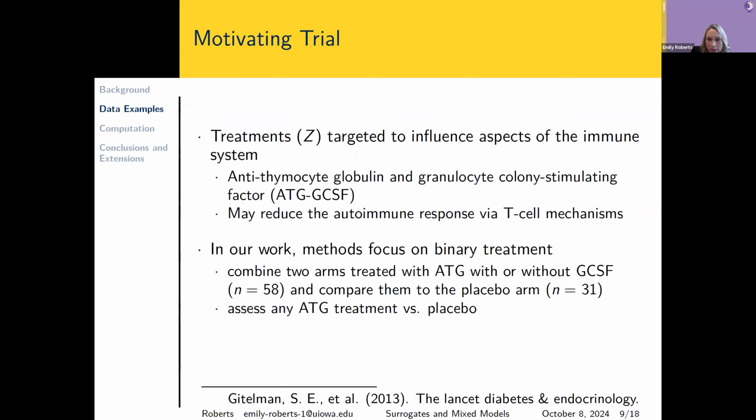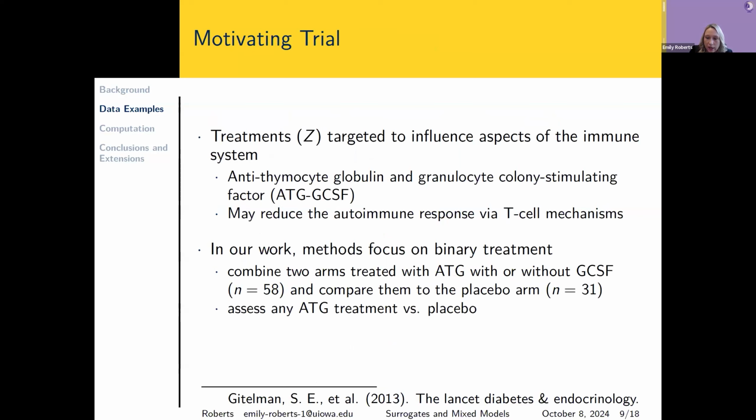We'll refer to these as ATG, GCSF. There is full information here about these, but the idea is that they will do something to the autoimmune system and hopefully stop the destruction of these cells. In the actual trial, there were 3 arms.